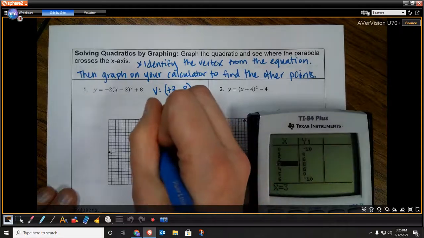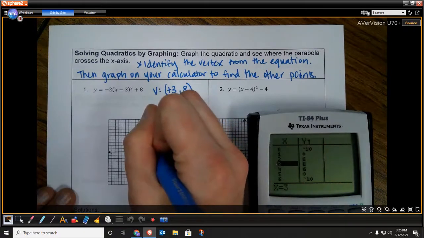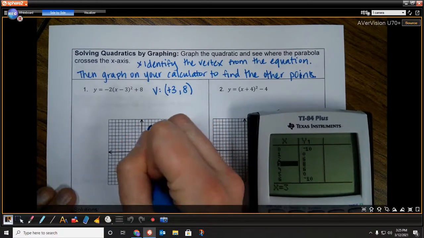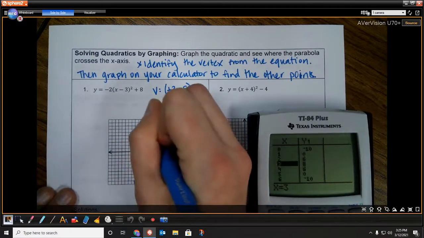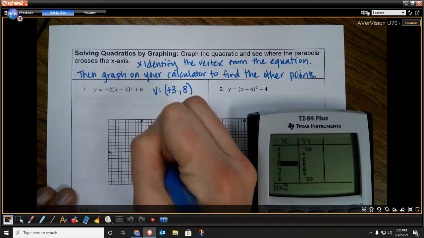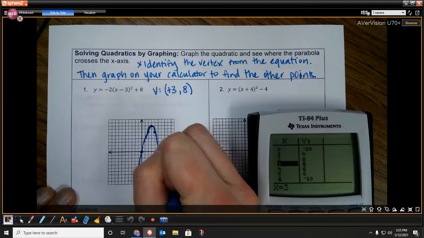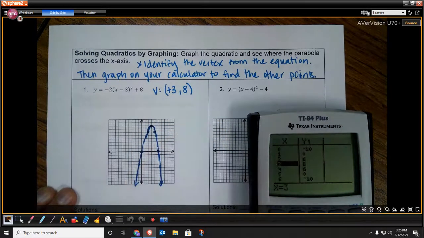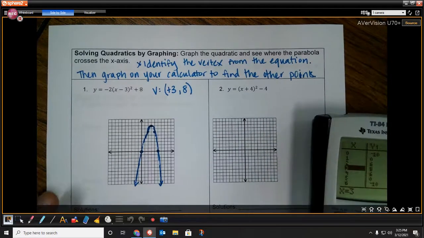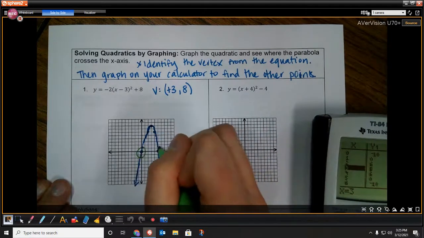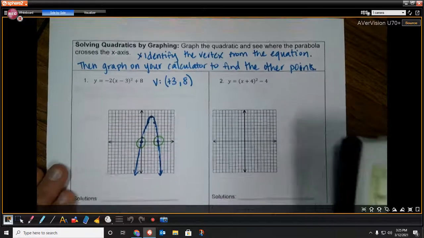So if I was going to graph my parabola, I should have made it a little curvier. There we go. Okay. Sorry, this is not the prettiest parabola, but there we go. And we can see that these two points right here are my x-intercepts.